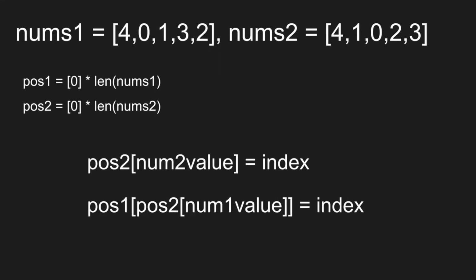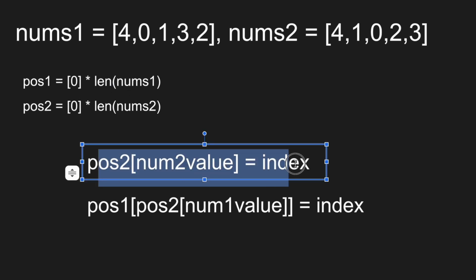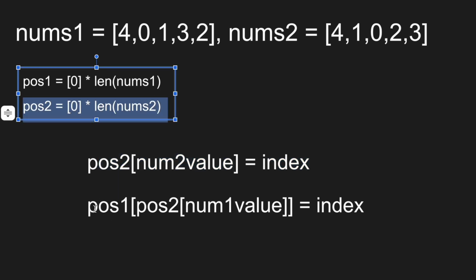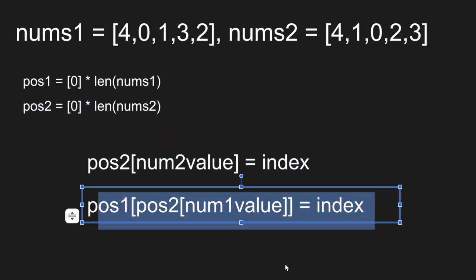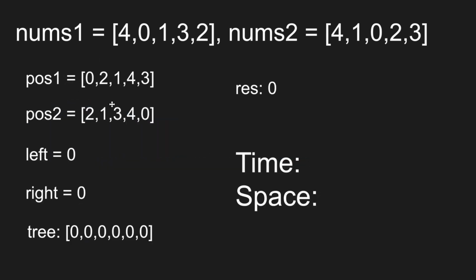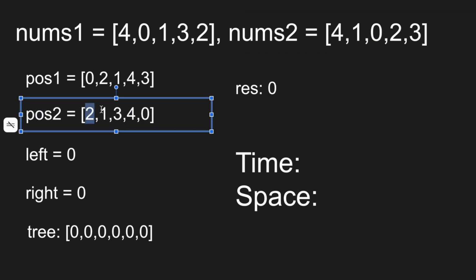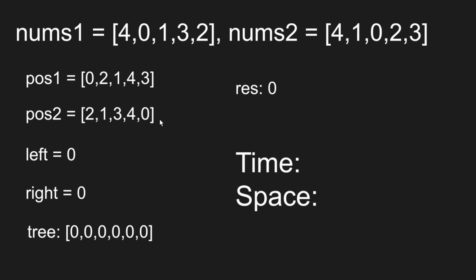Now in the beginning of the problem, we will initialize the arrays position 1 and position 2 to 0 times the length of nums1 and nums2. And we will use this formula to fill out position 2. And we will use this formula to fill out position 1. So for this example, it will end up looking something like this. So position 2 will tell us that 0 is at index 2, 1 is at index 1, 4 is at index 0. So in position 2, we just flip the index with a value.